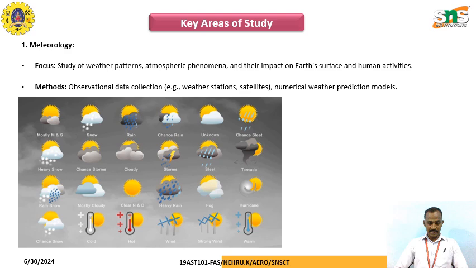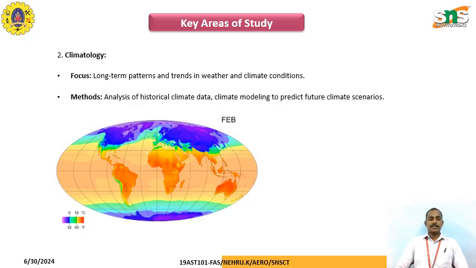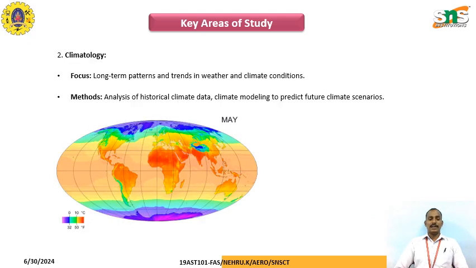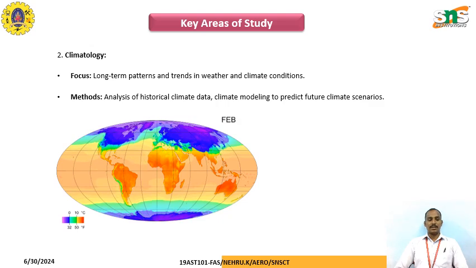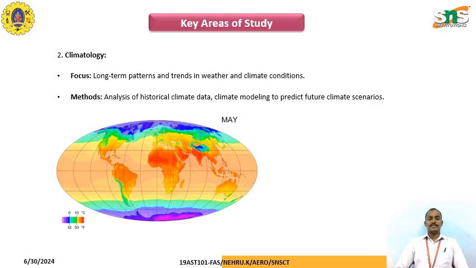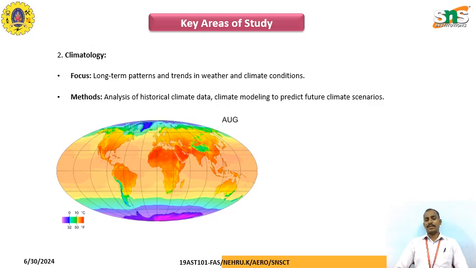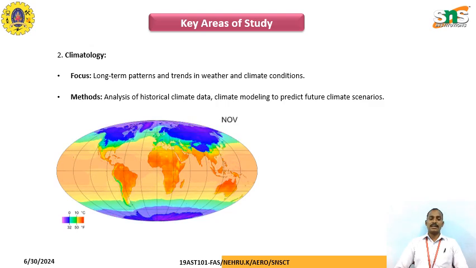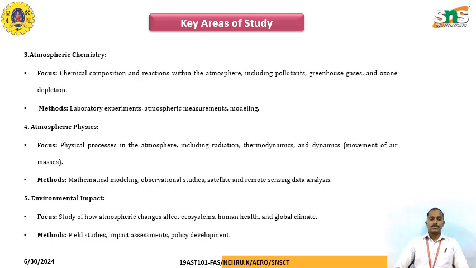This data has to be collected either from the weather station or from the satellite for future usage. Next comes climatology. The main focus of climatology is long-term patterns and trends in the weather and climatic conditions. For methods, various analyses are done on different historical data, and the data will be used to predict future climatic scenarios or cases. So that is a key research area.